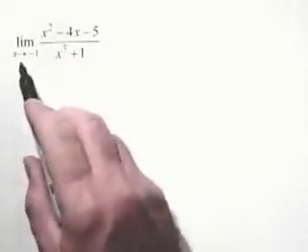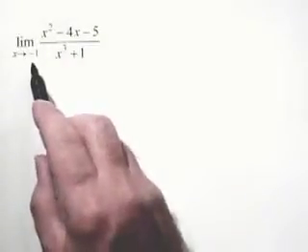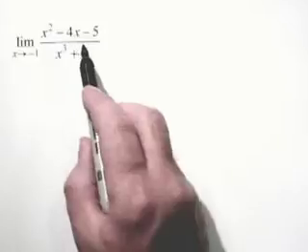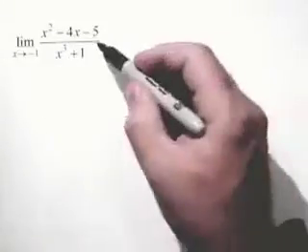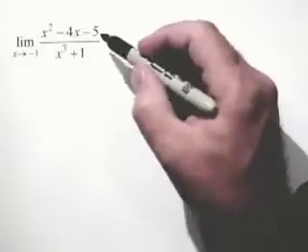In this problem, we're going to look at taking the limit of a quotient. We want to find the limit as x approaches negative 1 of x squared minus 4x minus 5, all divided by x cubed plus 1. We look at this quotient as a ratio of two functions.